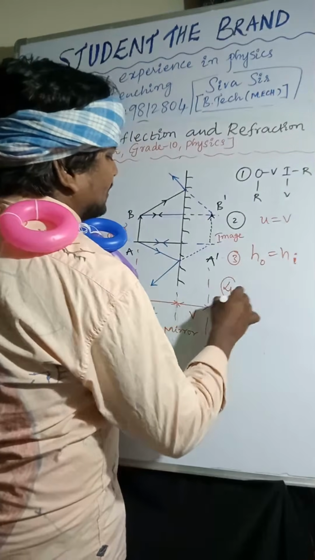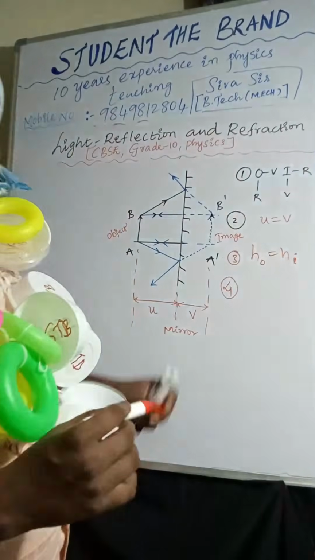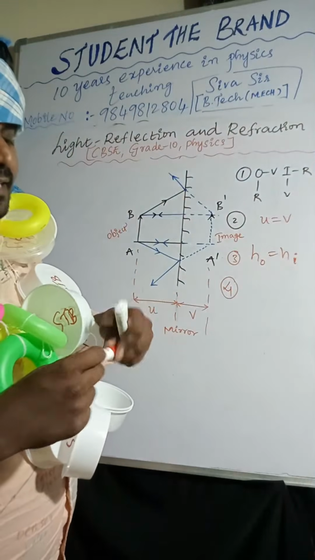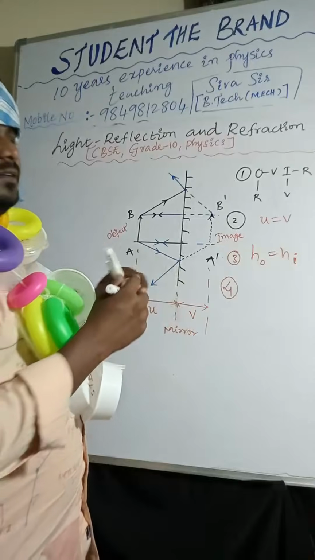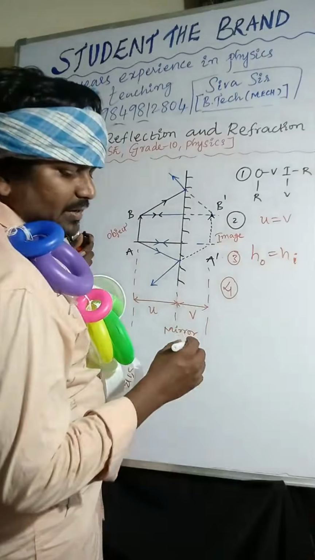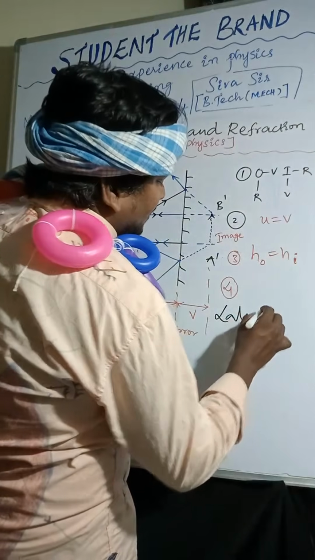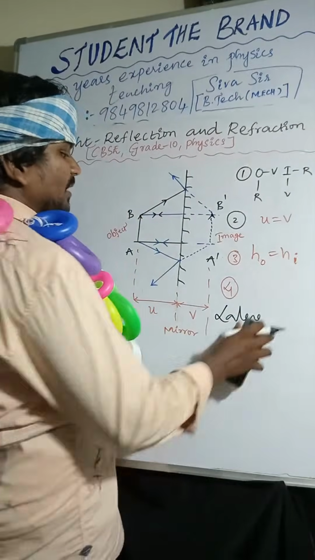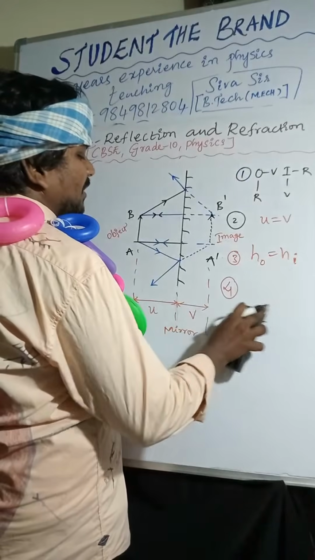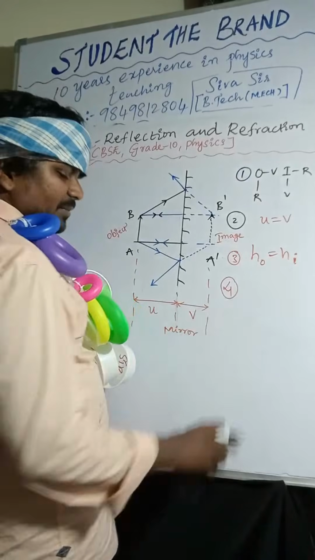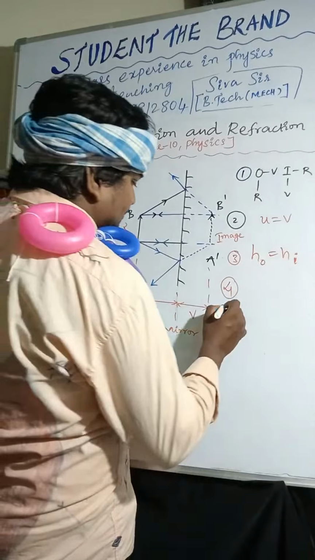Fourth one, it also shows lateral inversion. What is lateral inversion? The phenomenon where the right side of the object appears to be the left side of the image, and the left side of the object appears to be the right side of the image. This mirror image is called lateral inversion.